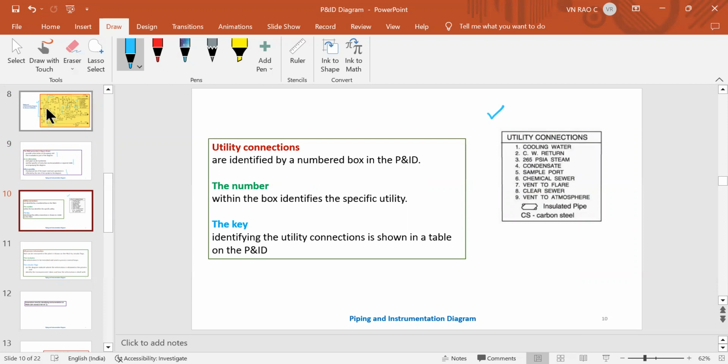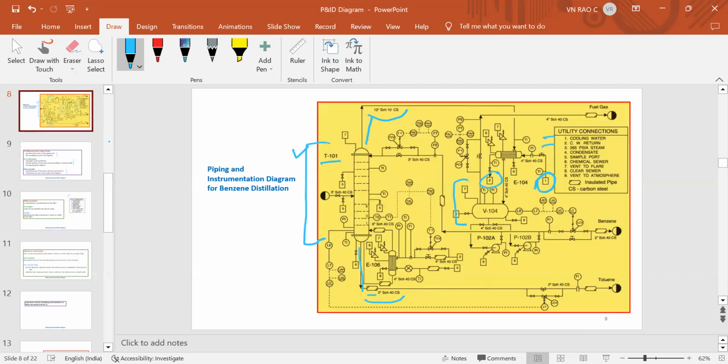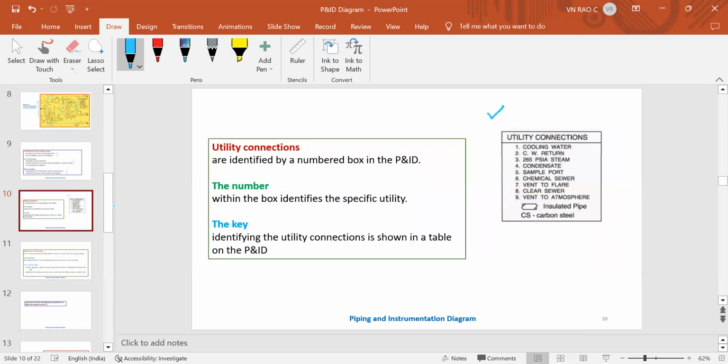So there is a number box. You can see here, this is a number box. Everywhere a square box is given. The number within the box identifies the specific utility. The key identifying the utility connections is shown in the table. So this is the table.